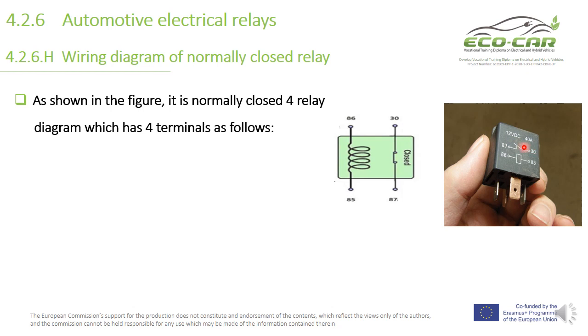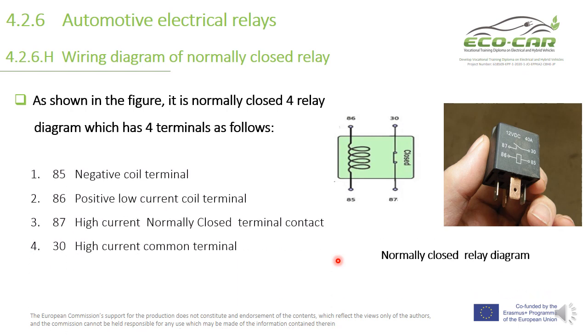So this is a kind of automotive relay working on the battery of vehicles. The contact between 87 and 30 is closed, and this is the symbol of the coil between terminals 85 and 86. This is the normally closed relay diagram. 85 is still the negative coil terminal, and 86 the positive low current coil terminal. 87 is the high current normally closed contact terminal, which is closed here, and 30 is the high current common terminal.